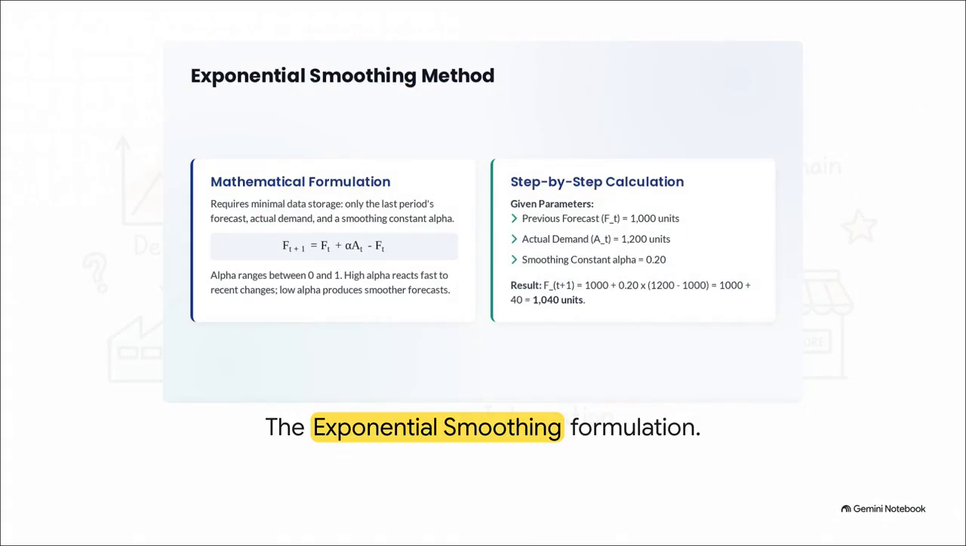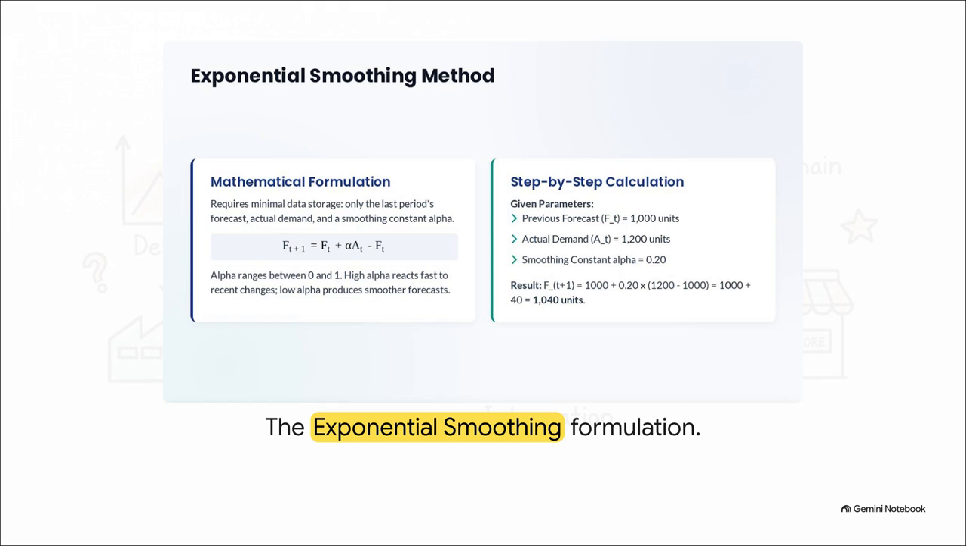Now let's see how this builds into an even smarter model, the exponential smoothing method. I know, the formula can look a little intimidating at first glance, but it's honestly brilliant for one very specific reason. It requires minimal data storage. You literally do not need a massive database of historical sales to use it. You only need three things: your previous forecast, your actual demand, and a smoothing constant that we call alpha.